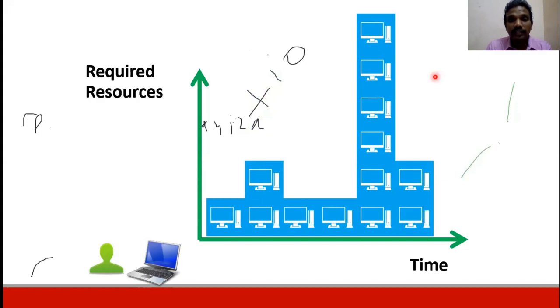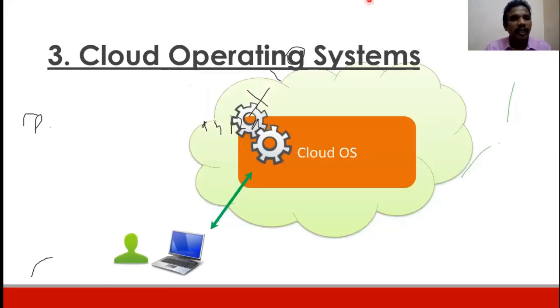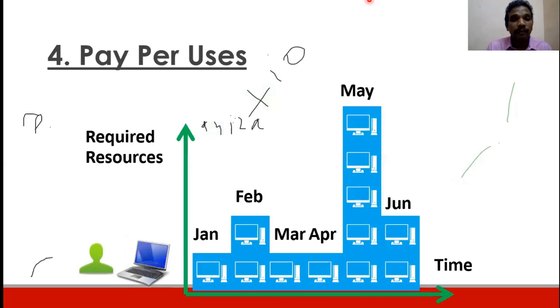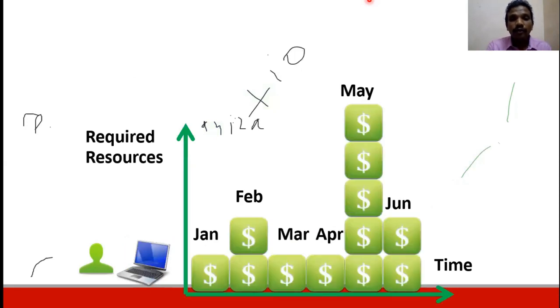Next session, we will discuss the same thing in a live demo. Cloud operating system is another important advantage, which provides the operating system as a service via the internet. The last one is pay for computing as you use it. Based on your usage, the first month you pay $10, second month $20, third month $10, fourth month $10.